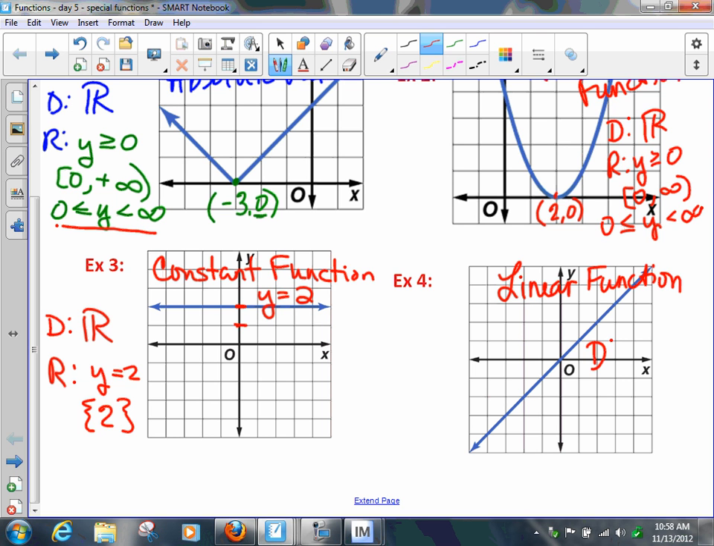Domain is what, folks? All reals, and the range, all reals. Facile, difficile. This is what you might see on Thursday for your quiz.